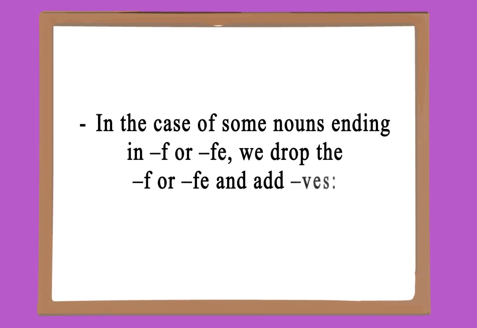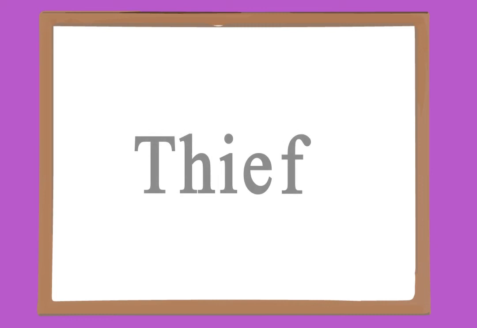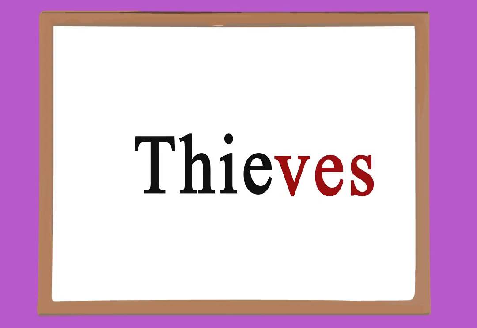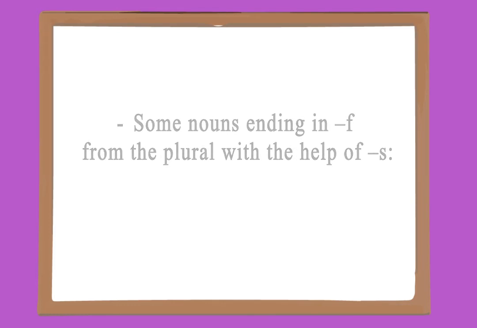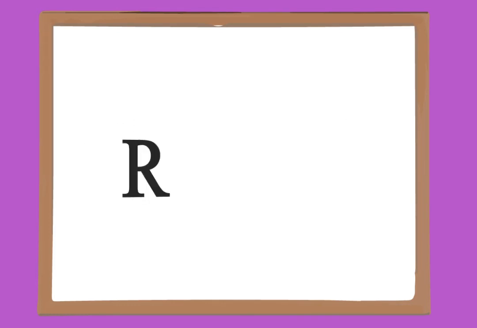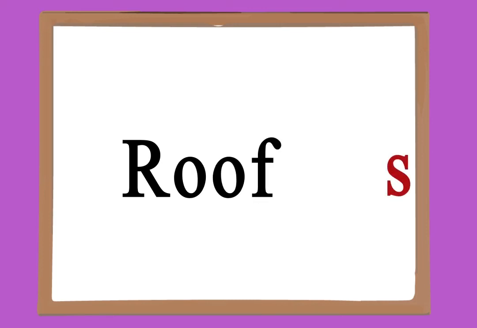In the case of some nouns ending in f or fe, we drop the f or fe and add ves. Thief, thieves. Some nouns ending in f form the plural with the help of s. Roof, roofs.